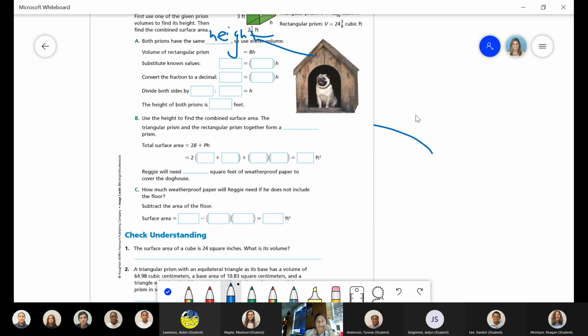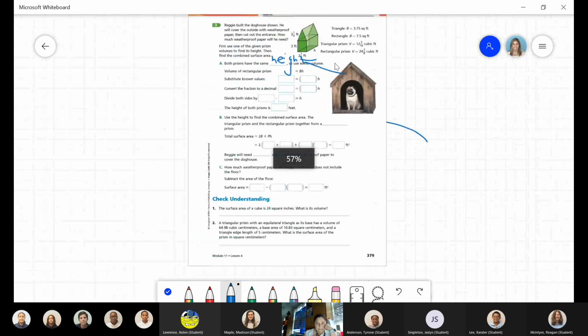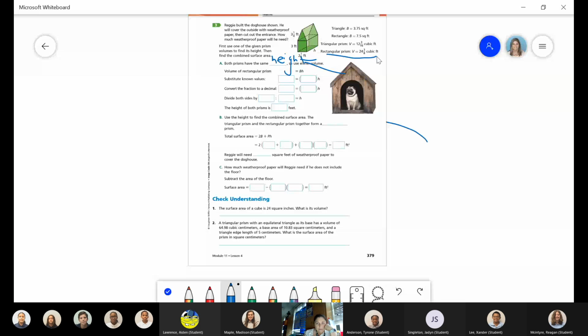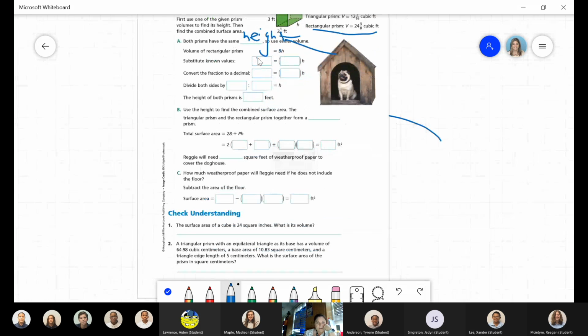All right, so it says volume of the rectangular prism. So what is the volume of the rectangular prism? 24 and 3/8, right? Yeah. Okay, so 24 and 3/8. Guys, y'all gonna have to bear with me, okay? I know. This is not what we should have, but I swear.